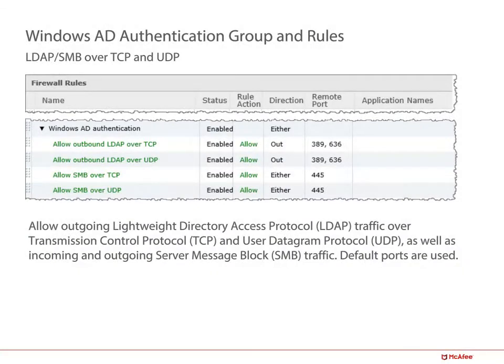We have configured a Windows AD authentication rule group that has all of the most common rules that allow outgoing LDAP traffic over TCP and UDP, as well as any incoming and outgoing server message block traffic. All of the default ports are used for this particular communication.